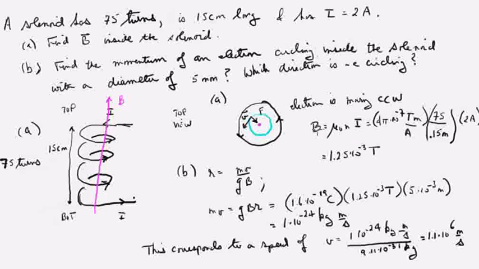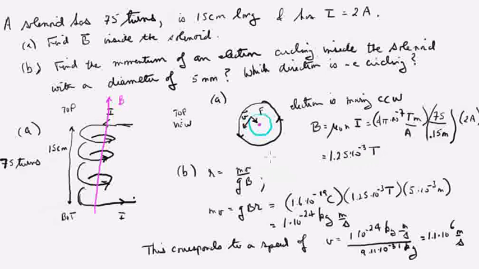So now to find the magnetic field inside the solenoid, we can use the formula for a uniform field inside a solenoid, B equals mu naught N I, where mu naught is the magnetic permeability, N is the number of turns per unit length, and I is the current. 75 divided by 0.15 meters, and that works out to 1.25 times 10 to the minus 3 Tesla. In other words, 12.5 Gauss.